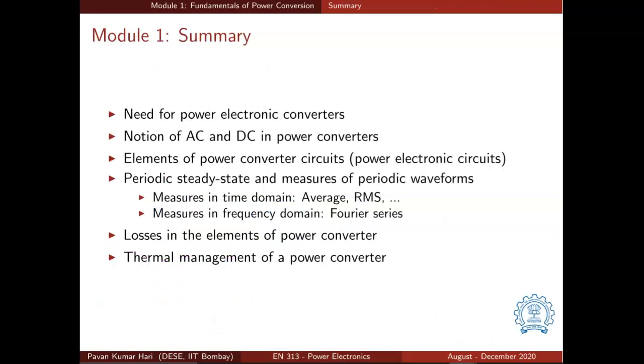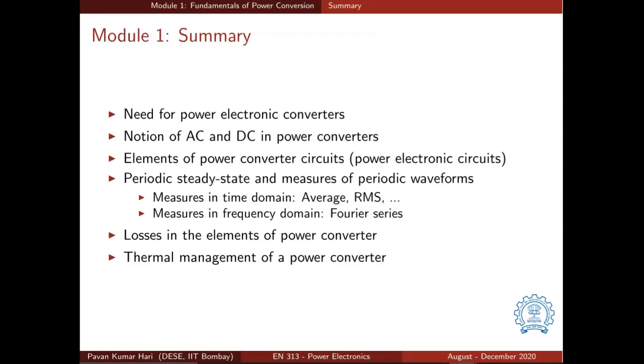So that completes module 1 of this course. To summarize, we have seen the need for power electronic converters. We have understood why we need power electronic converters, and that is primarily because of the dissimilarities in voltages of sources and loads. And we also have understood the notion of AC and DC in power converters. The AC waveform is a waveform with zero average value, while a DC waveform is a waveform with non-zero average value. However, both are periodic waveforms.